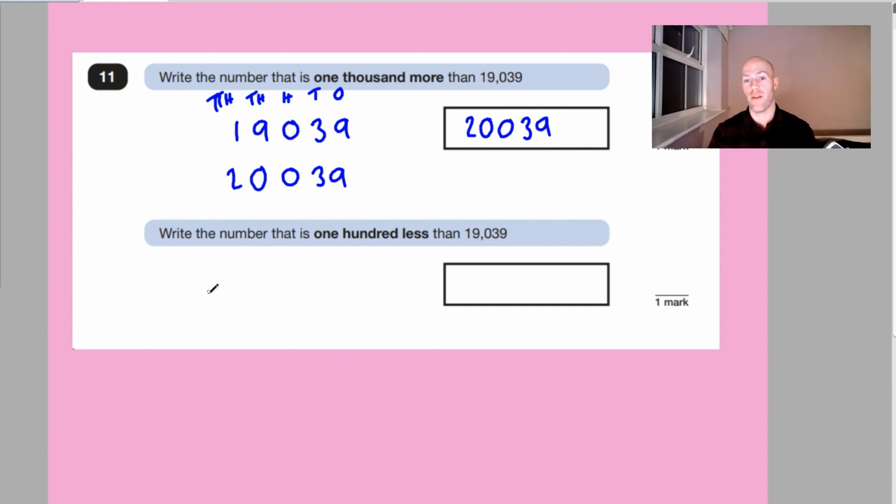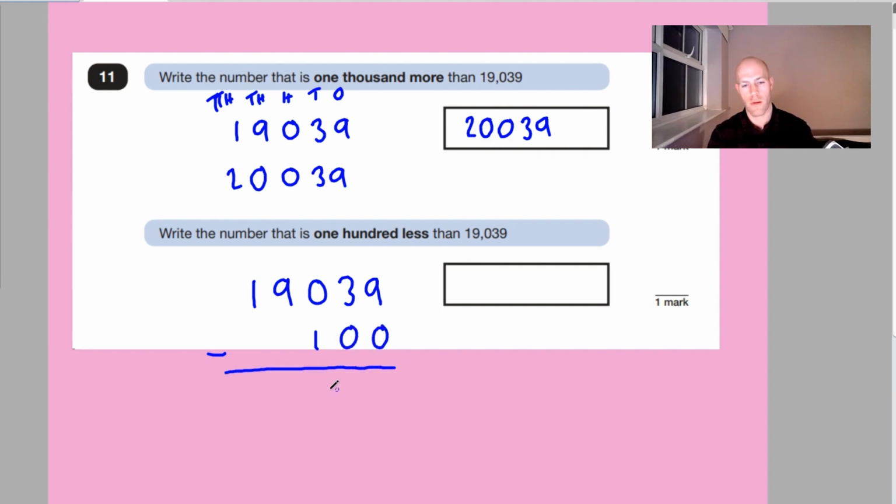Write a number that is 100 less. It's going to be less easy because you've got no hundreds in that number. If we look at our original number, 19,000, no hundreds, and 39. So now we're going to have to do a quick subtraction. Keep it neat. 19,000 and 39. Take away 100. It's going to take a little bit of exchanging, but not too much.